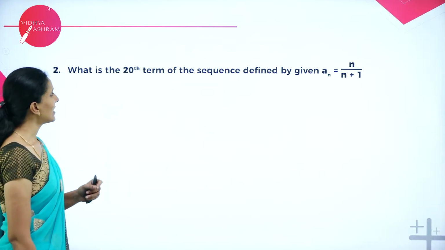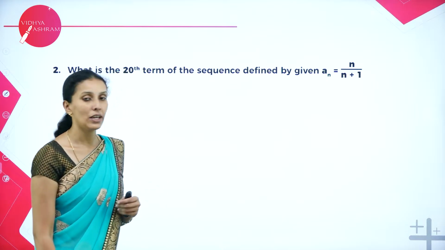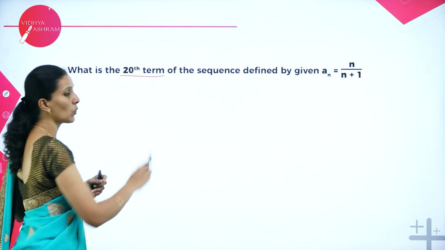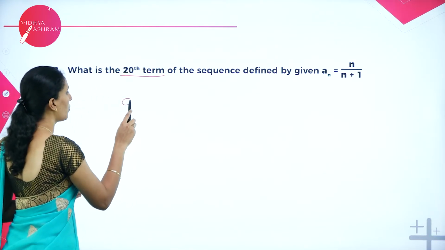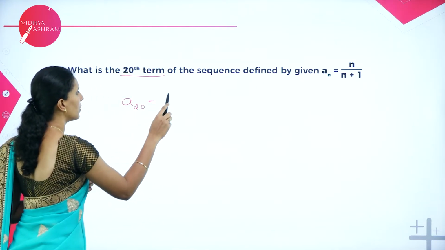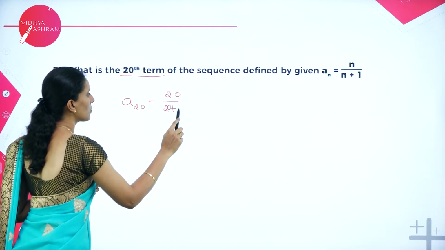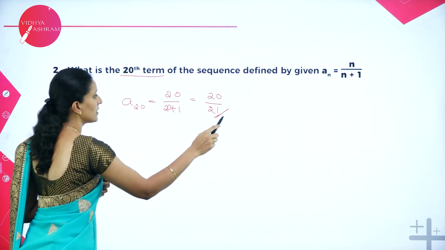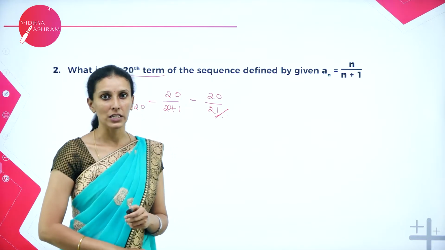Next, what is the 20th term of the sequence defined by an is equal to n divided by n plus 1? Here we are supposed to calculate only the 20th term. So therefore, a20 is equal to 20 divided by 20 plus 1, which is equal to 20 by 21. So this is the 20th term of the given sequence.